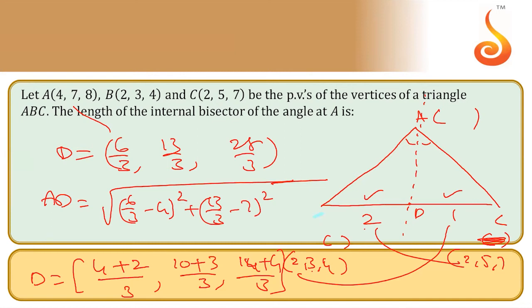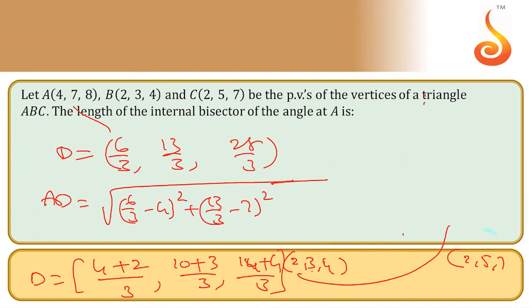Please check the point number whether correctly done or not. Please check once. 28 by 3 minus 8 the whole square. Simplify to get the answer for this case. This is 18, sorry, not 28, 18 by 3. 14 plus 4, 18 by 3. So 6 by 3, 13 by 3, 18 by 3. Now we can simplify.